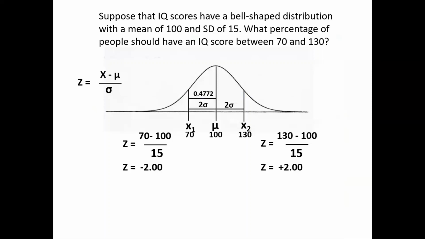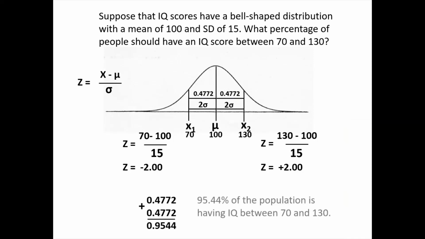So I can say that x1 is at a distance of 0.4772 from the mean, and even x2 is at a distance of 0.4772 from the mean. So the total distance covered between x1 and x2, the percentage of population between x1 and x2, is 0.9544, almost 95%. 95.44% of the population is having IQ between 70 and 130. And that is the empirical rule of two standard deviations. Two standard deviations cover 95% of the population.